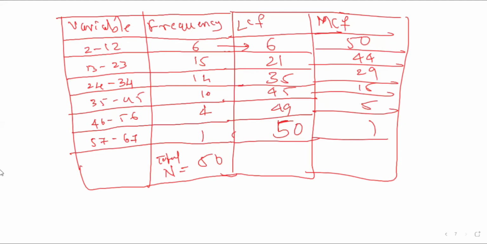Right. Then how do we cross verify whether whatever we found is correct or wrong? See, this total is always equal to this last value, and this last frequency is the same as this MCF last value. So when these two values are equal, the LCF values you found are right, and when this value and this value are both equal, the MCF values you found are right.